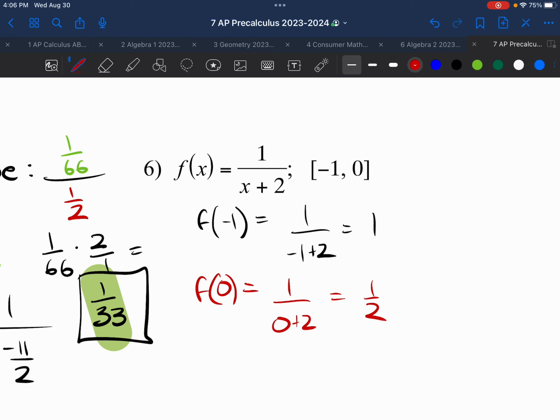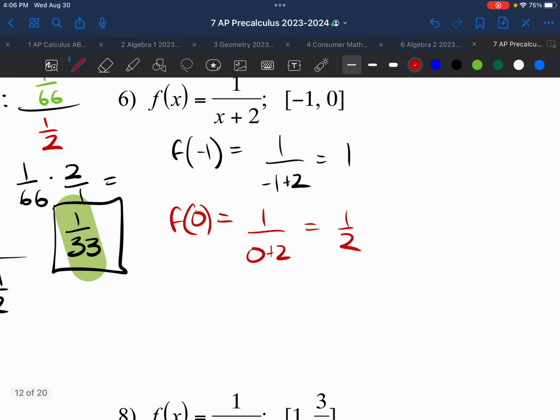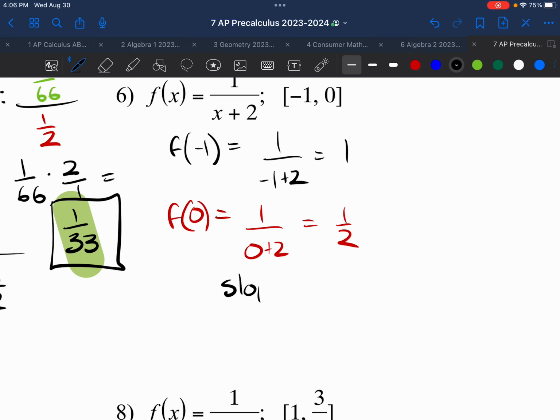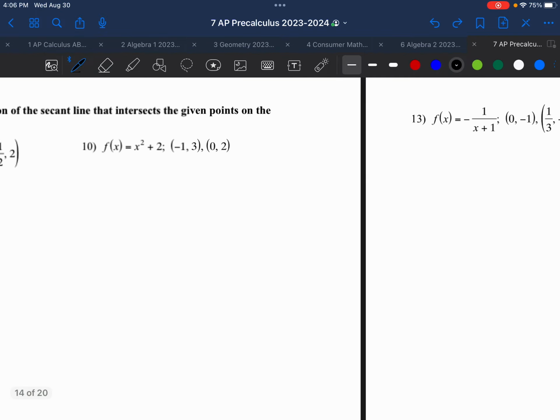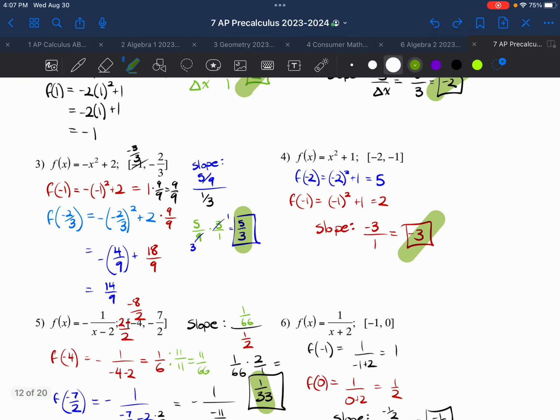All right. So how much should we move? Let's identify slope here. The slope is going to be the change in y. The change in y is 1 to 1/2, which means I went down 1/2. And then from negative 1 to 0, I had to go up 1. And this is just negative 1/2. Anything divided by 1 is itself, so you kind of ignore the bottom, right? Let's check. Negative 1/2 for number 6. Excellent. And then I come back over here and highlight that one in green.